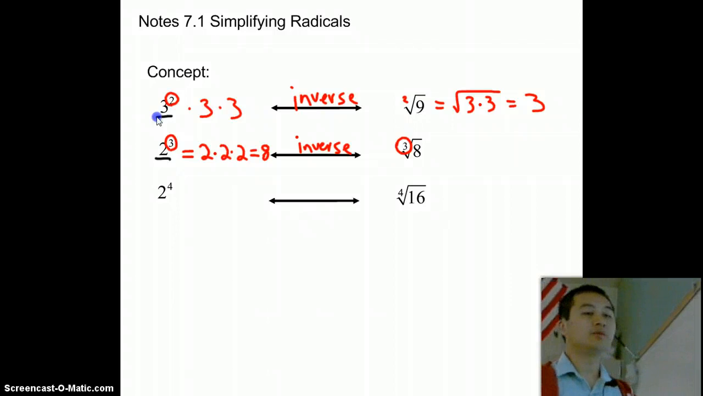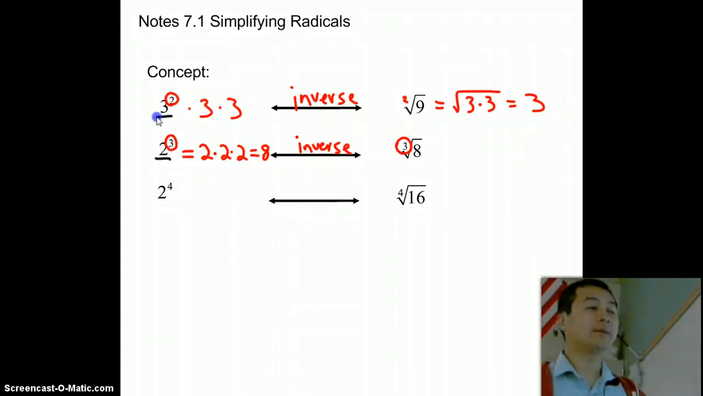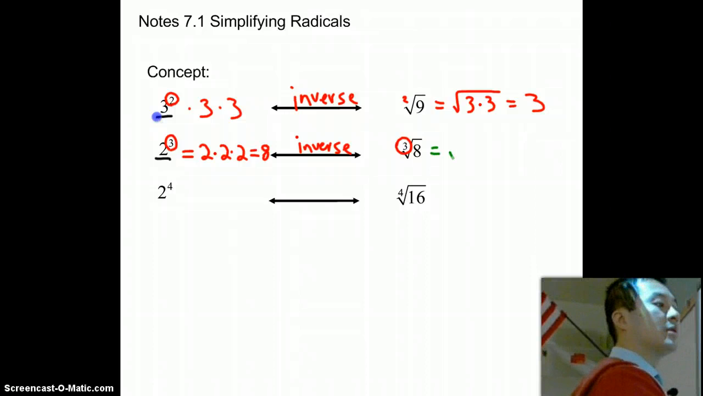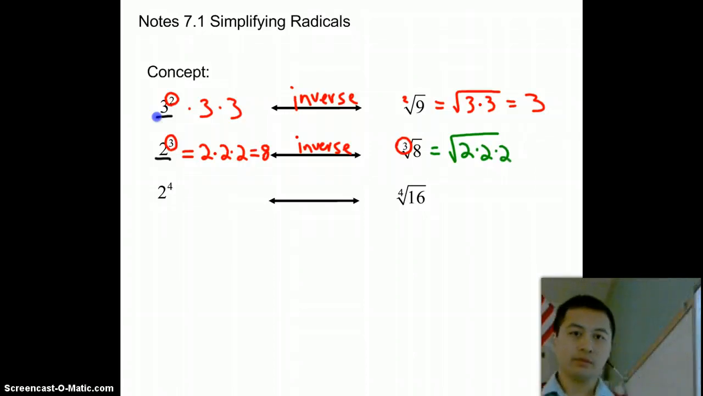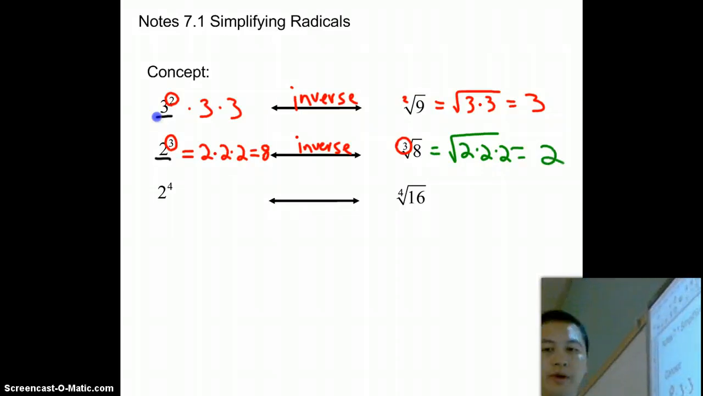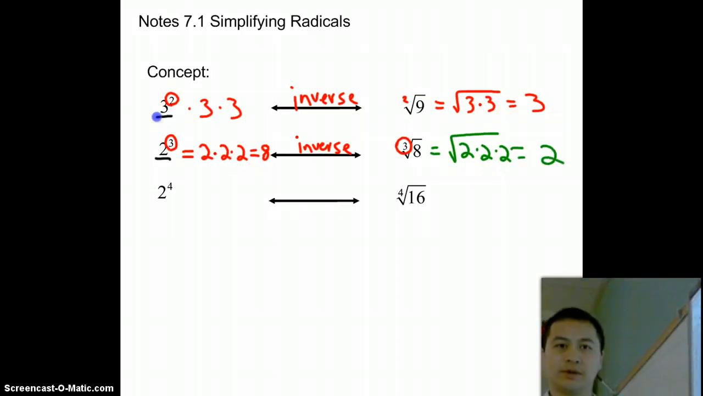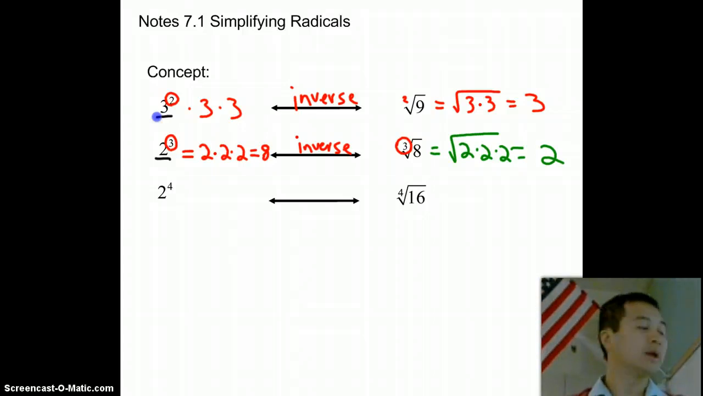So what does that mean, cube root? That means you find out 3 numbers that multiply to be 8. So what 3 numbers multiply to be 8? You could break it down, and it's 2 times 2 times 2. So since these 3 numbers multiply to be 8, you could take one of those out, and you did the operation. Your answer is 2. How do you guys feel? Does the concept make sense?